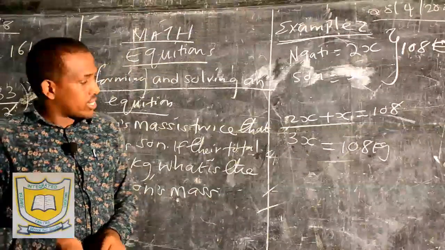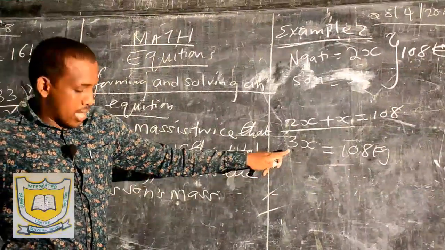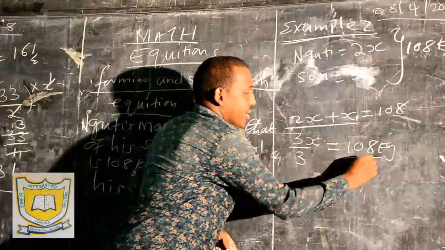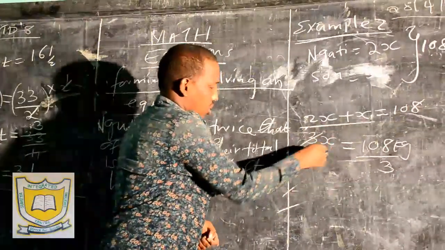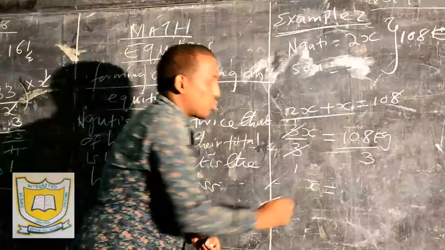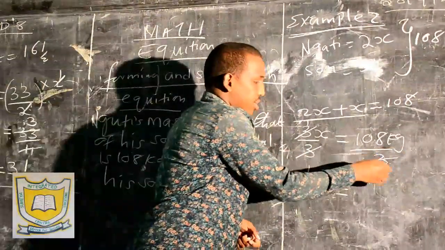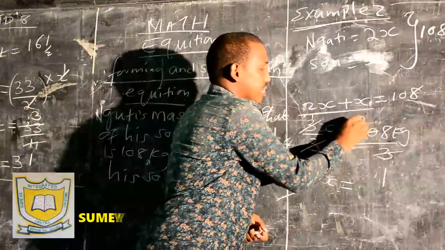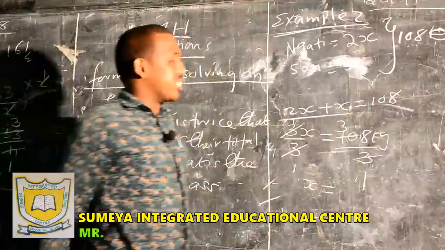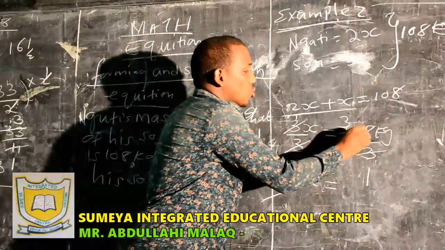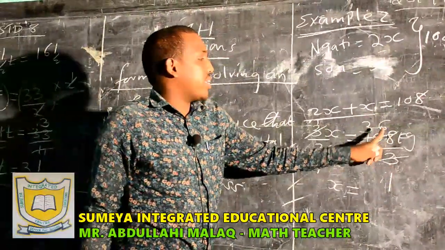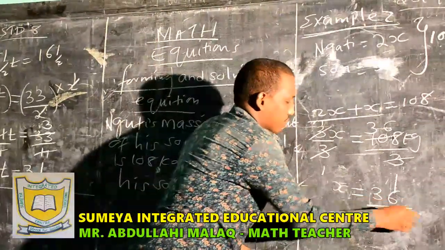I want to get the value of x now. What do we do? We divide both sides by 3. So 3 and 3 cancel, they are the same, 3 by 3 is 1. So here remains x. X is equal to 108 divided by 3. 3 goes into 10 three times because of 9, remainder 1. Here will become 18. 3 goes into 18 six times. So 108 divided by 3 is 36. X is equal to 36.